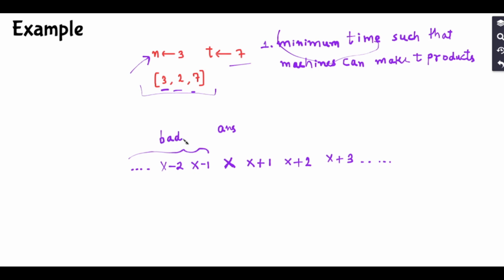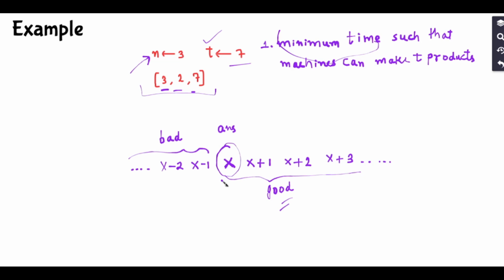Why? Because we can't create t products in these time intervals, while these are good times where we can produce t products using these machines. Now, the target in this problem is to find this x, because this is the shortest time where I can produce my t products. Fine. So very similar pattern, the familiar pattern, if you have followed the playlist from the starting.